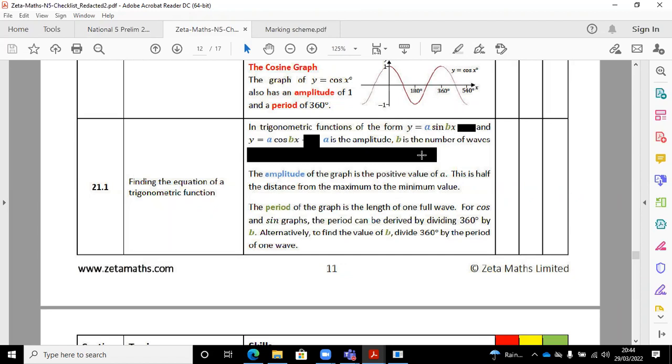Know how to draw the graphs. A, the number in front of the sine or the cos, is the amplitude. That is where your maximum and minimums are going to be. B is how many waves between 0 and 360.